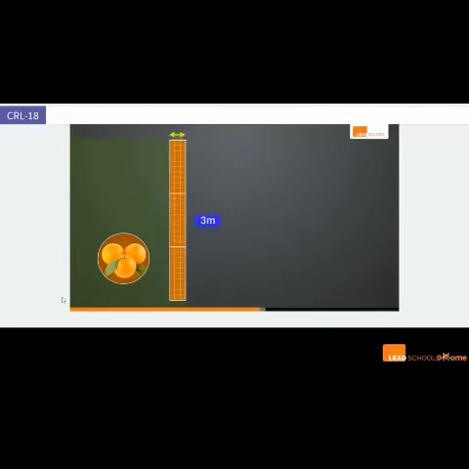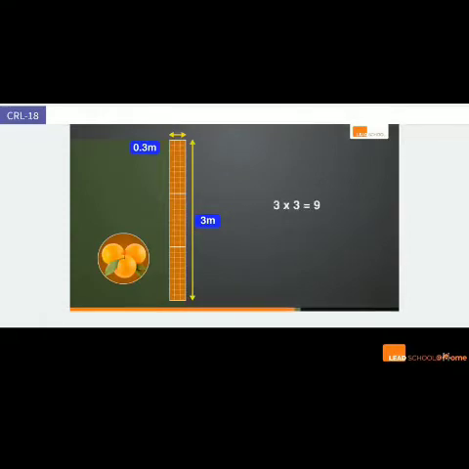Oranges will occupy 0.3 multiplied by 3 square meters. This can be written as 3 by 10 multiplied by 3. This gives us 9 by 10 or 0.9 square meters. So, looking at this value, we can simply multiply the numbers without taking the decimal point.